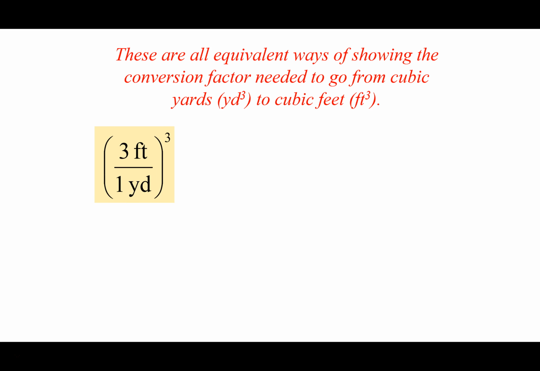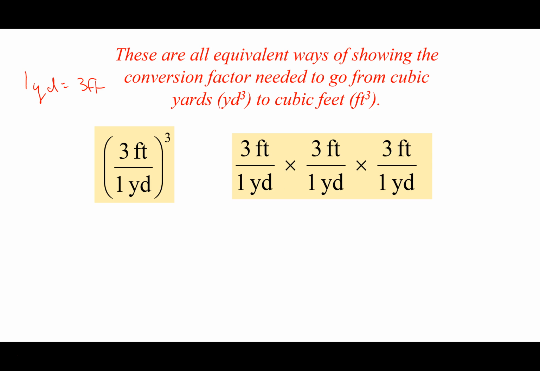Well, we know from the equivalency statement that 1 yard is exactly equal to 3 feet. So by golly, with an equivalency statement, you can make 2 ratios and use whichever one is to your advantage to make the units cancel. So we're going to put 3 feet over 1 yard, and we're going to cube it. Just keep in mind that raised to the 3rd power means itself times itself 3 times. And so what is 3 cubed? 27. Yeah, 3 cubed is 27.